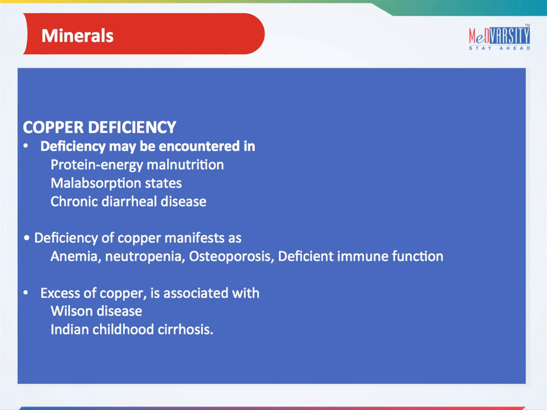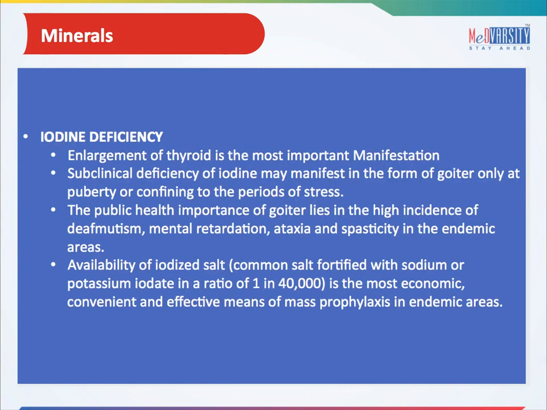Copper deficiency. Deficiency may be encountered in protein energy malnutrition, malabsorption states, chronic diarrheal disease. Deficiency of copper manifests as anemia, neutropenia, osteoporosis, deficient immune function. Excess of copper is associated with Wilson disease, Indian childhood cirrhosis.